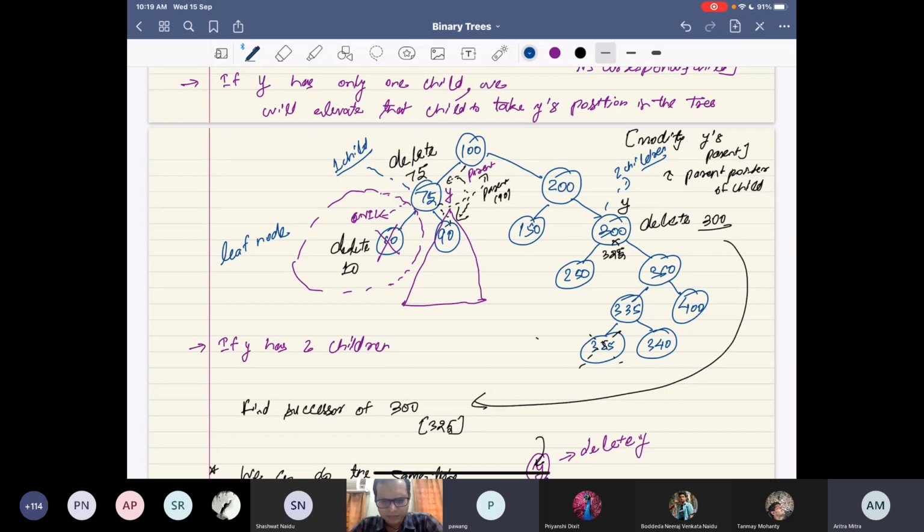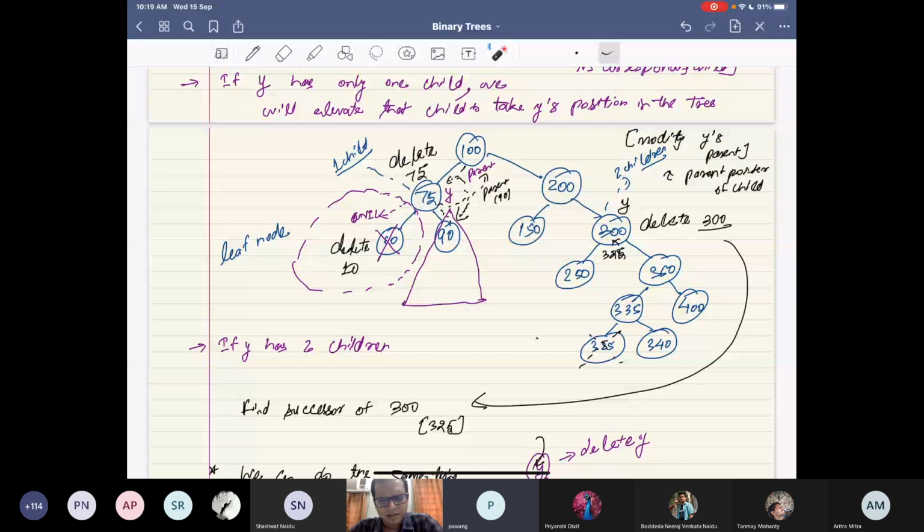Yes, sir. Now, suppose you have to delete 10. Is there any difficulty in deleting 10? No, so we can just remove it. Just remove it and put the left pointer of 75 to null. That's all. The left pointer of this node will go to null.